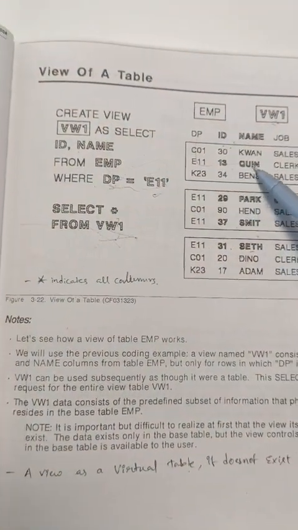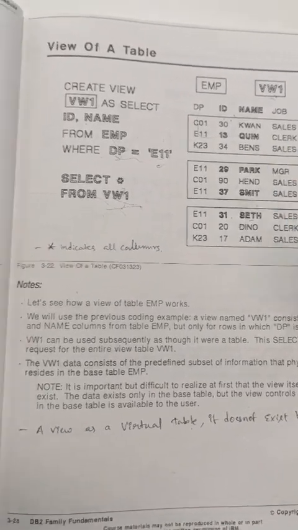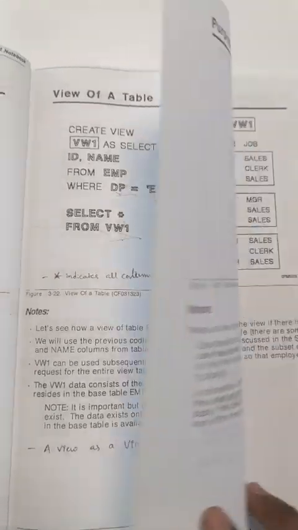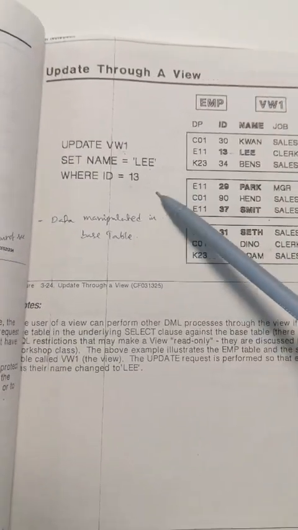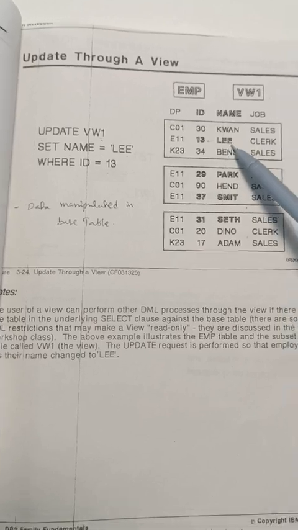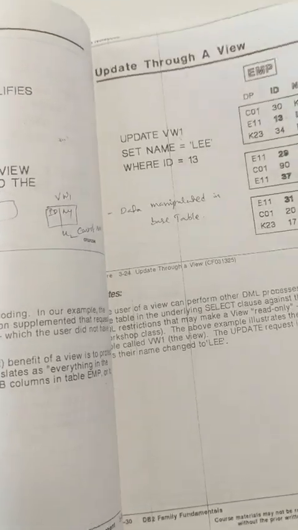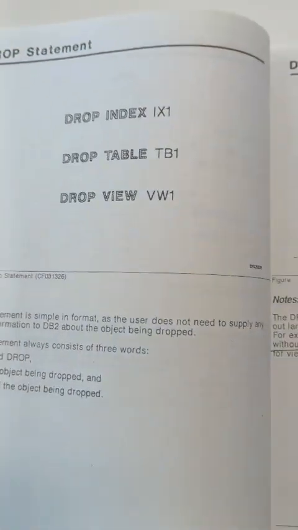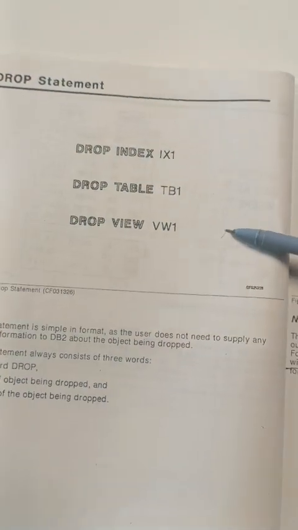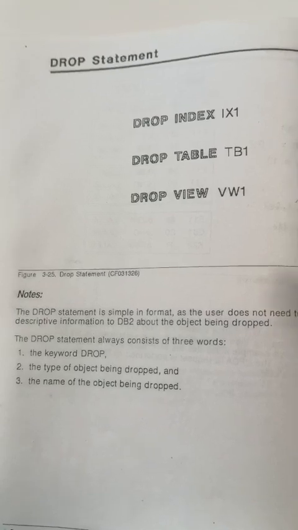Here for ID 13, the name is Queen, Q-U-E-E-N. But instead of Queen I am updating it, where ID is 13, so similarly it is updating here: set name, updating Lee for 13. Instead of Queen it will be updated as Lee. This means I can update data through views also. Instead of retrieving with a query and using select and update on the columns, I can update using views also.